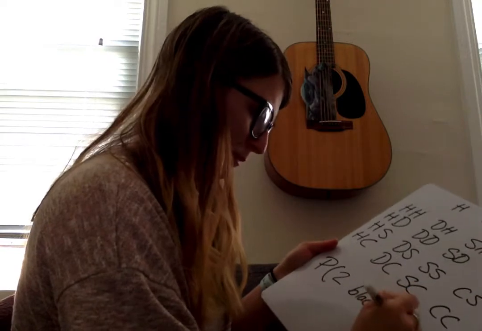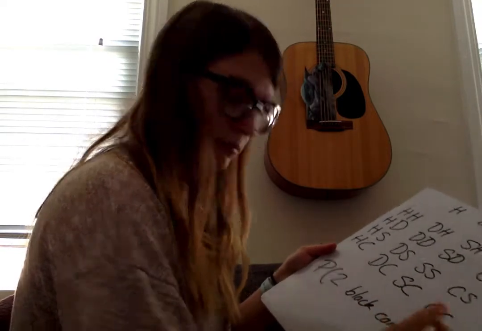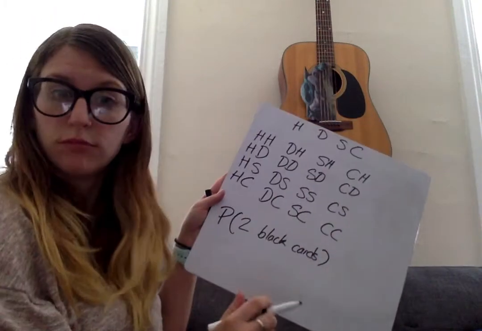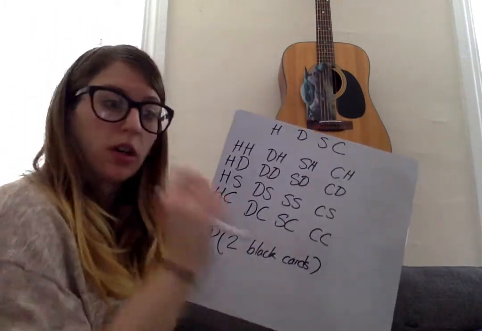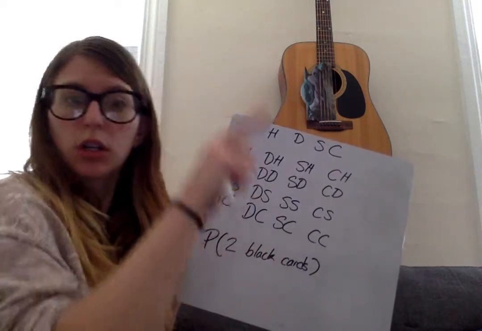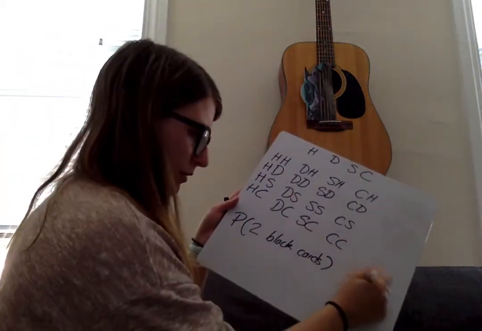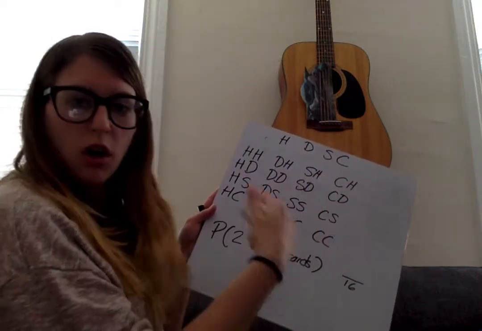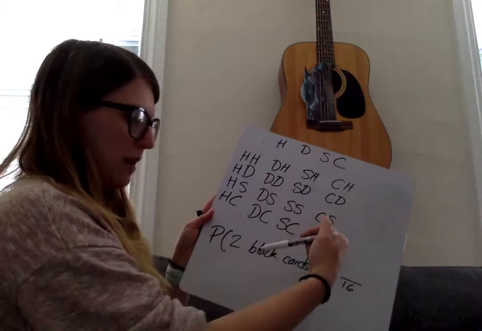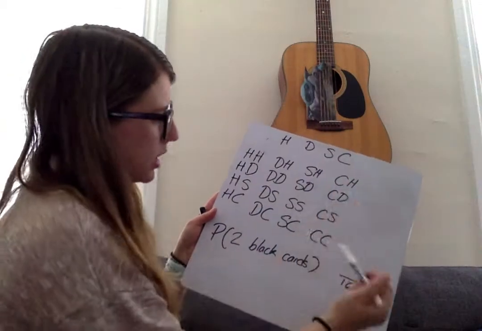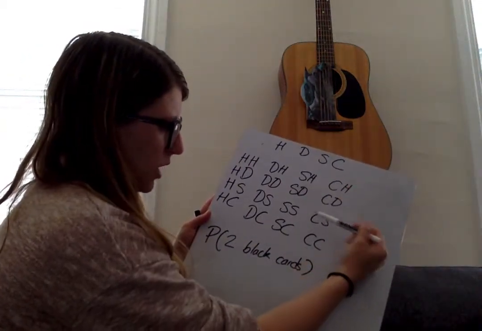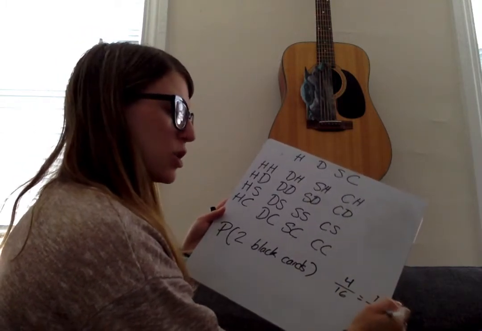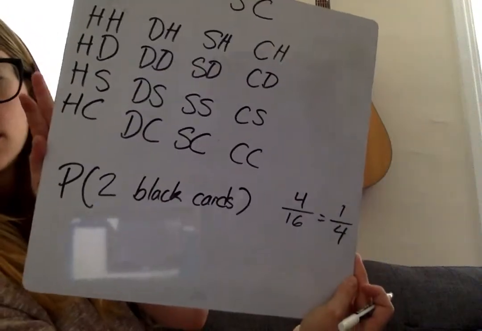So what is the probability that I get 2 black cards? So it's important to know which ones are black. Spade and club. Cool. So I'm going to look for 2 spades, 2 clubs, or a spade and a club. And it's going to be out of 16. So automatically these 2 rows aren't going to be what I need since hearts and diamonds are red. So let's look here. 1, 2, 3, 4. 4 out of 16, which when we simplify is 1/4.